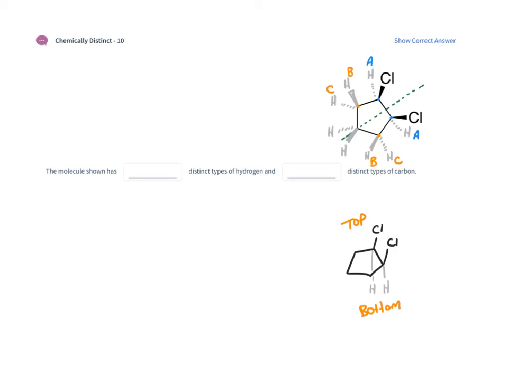And next we get to the CH2 group. At the very bottom, we have the out hydrogen, which is D. It's out in the same direction as the chlorine. The back hydrogen is E. It's back away from the chlorine. So this molecule has 5 distinct types of hydrogen.